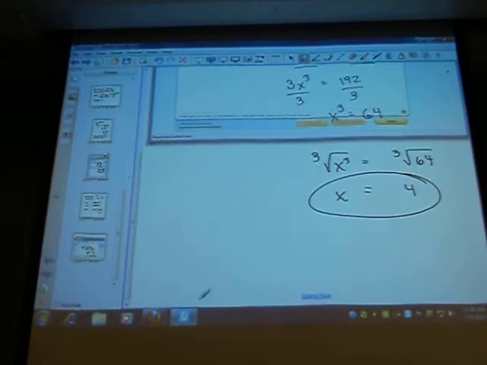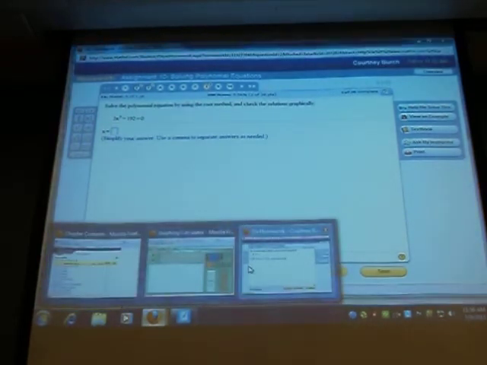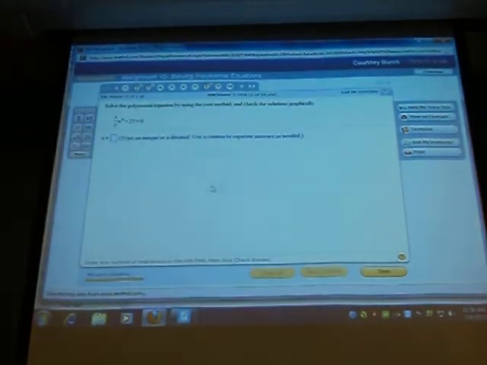So when you do a cube root, it's saying what number to the third power gives me that number. The square root is just what number squared. Cube root is what number cubed. Fourth root is what number to the fourth power. So x equals 4? That's it. X equals 4. You only get one answer on number 8.